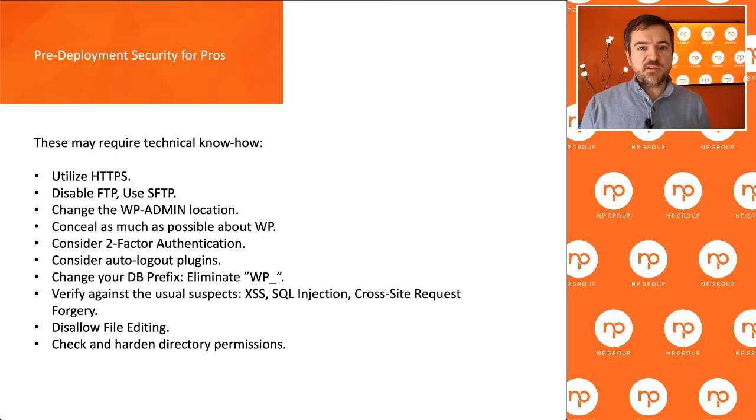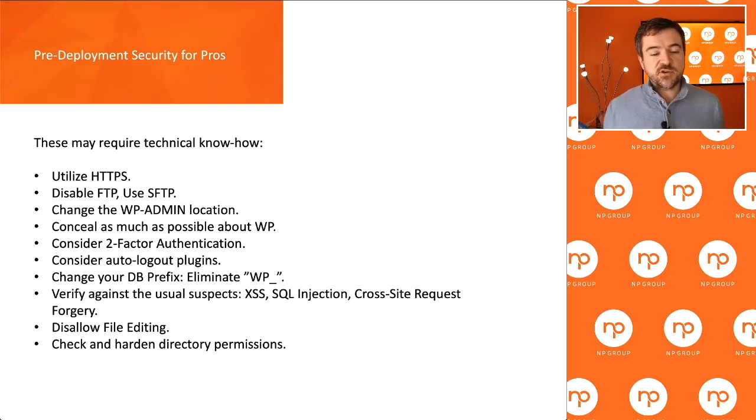Try to change your WP admin. Everybody knows yourdomain.com/wp-admin is where the administrative portal is. Try to conceal it, change the name. And try to conceal as much as possible about WordPress. Try to conceal the version that you're on. If people can determine your version, then they know if you're up to date or not. Then they know to go looking for holes and gaps.